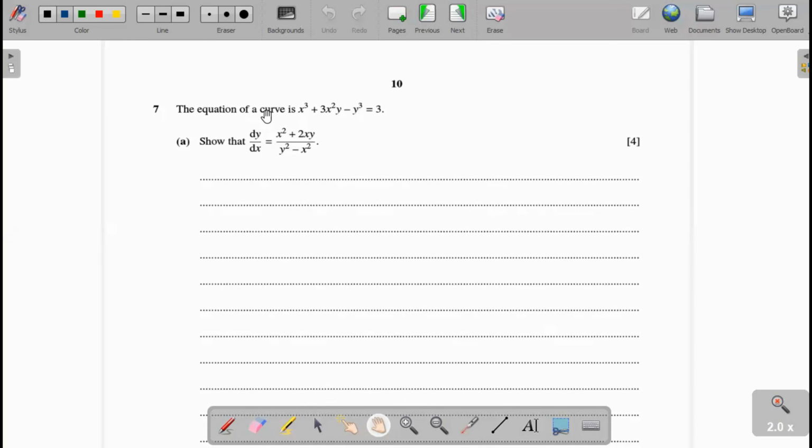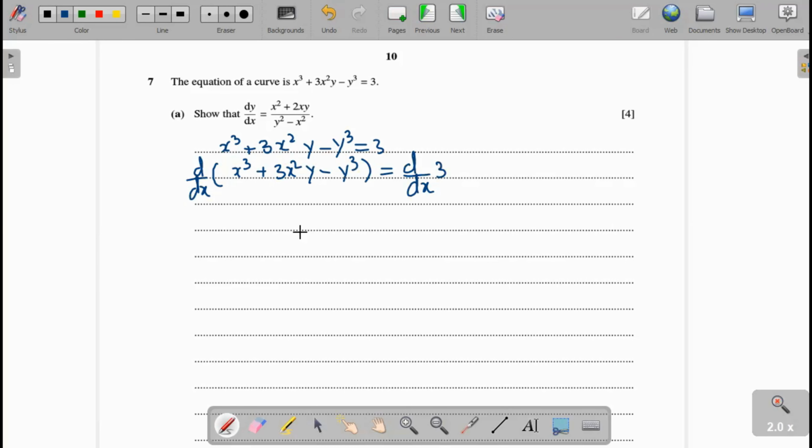Question 7. The equation of a curve is x cubed plus 3x squared y minus y cubed equal to 3. Show that dy over dx is equal to x squared plus 2xy over y squared minus x squared. Right? So we see that the derivative of x cubed is very simple, 3x squared, plus the derivative of 3x squared y.